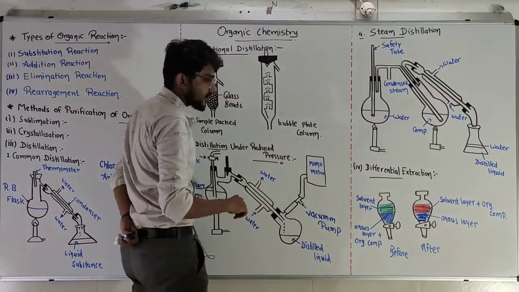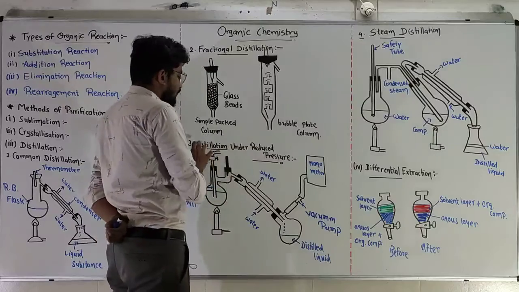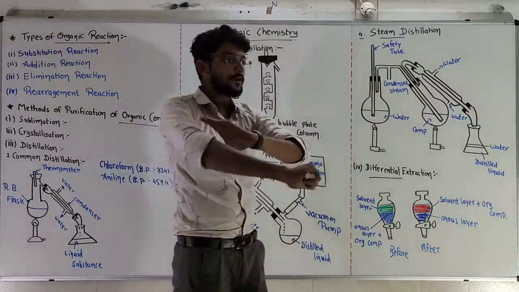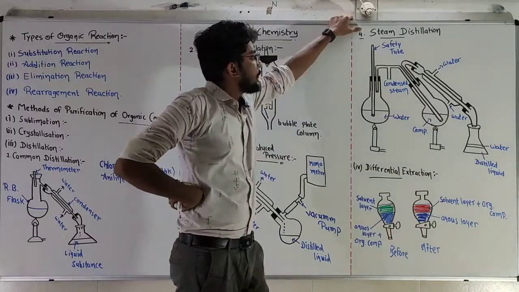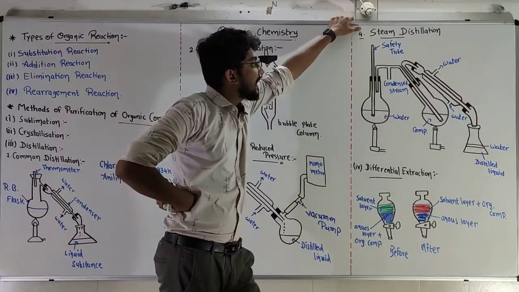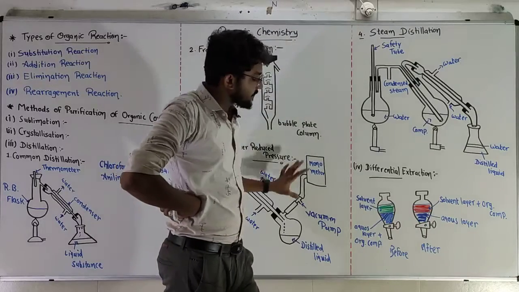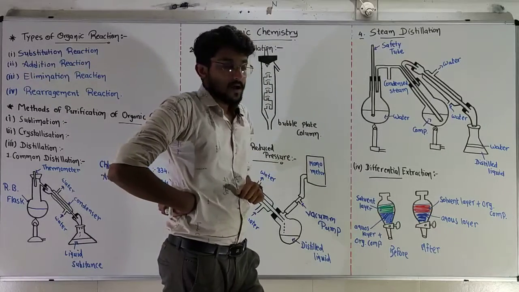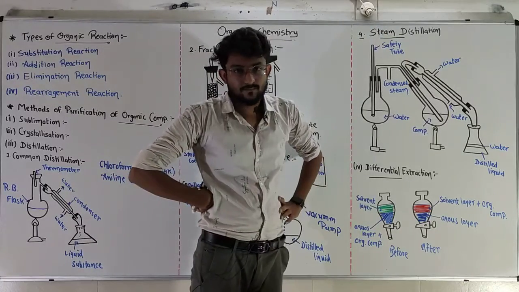A manometer is used for the measurement of the pressure. So that was distillation under reduced pressure. Now let's discuss our last distillation, steam distillation. It is another concept like this one. We are going to use water steam for the distillation.